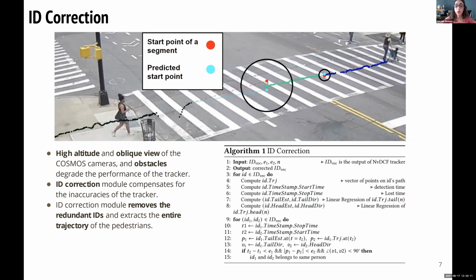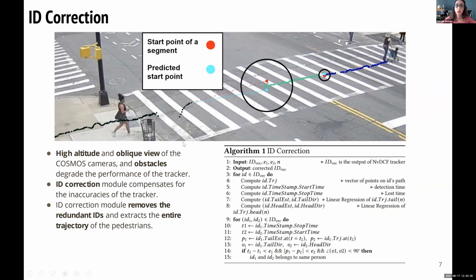The Cosmos cameras are located at a relatively high altitude and they have an oblique view of the intersection. Therefore, the pedestrians look small and their view might be blocked by the vehicles, traffic lights, and other pedestrians. This issue degrades the performance of the tracker. It means the tracker might assign multiple IDs to a single pedestrian. And the ID correction module will detect those IDs that belong to a single person.